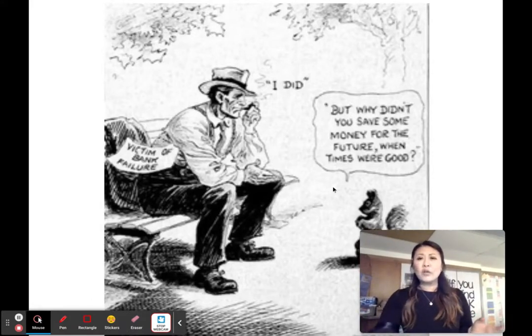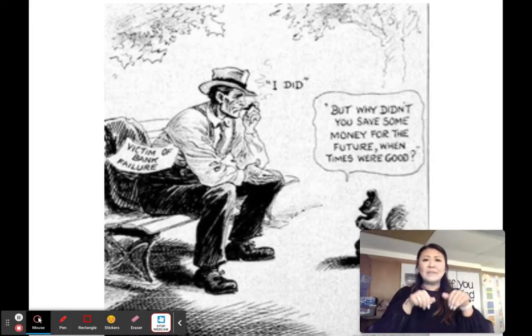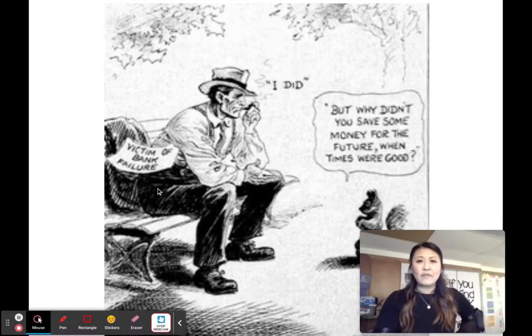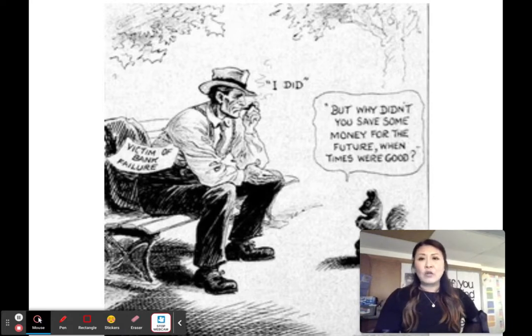You see the little squirrel here. But why didn't you save some money for the future when times were good? And this poor chap here, I did. And you can see the labeling on this political cartoon. He was a victim of the bank failure, right? When all of the money was gone and banks went bankrupt and nothing there. There was no federal help. And the federal government really ignored the problem of that banking system failure. And we know that Roosevelt created the FDIC, which was supposed to really help us from that, right? It would never happen again.